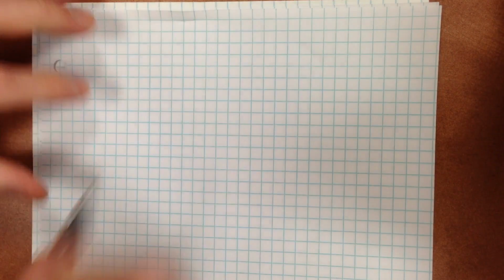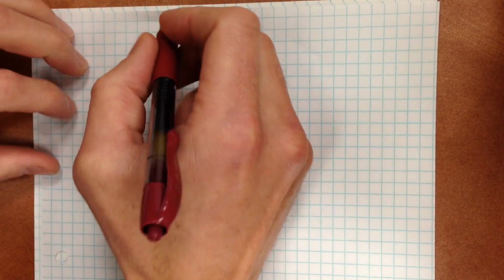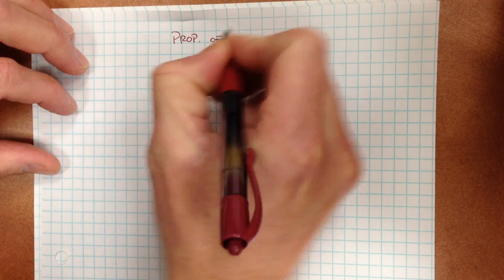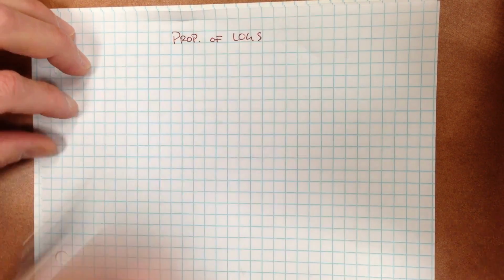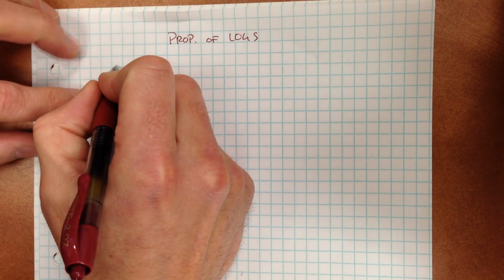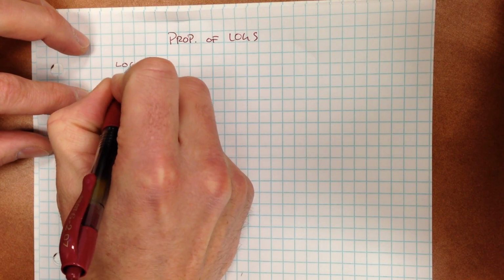Hi there, today we are going to be talking about properties of logs. I'm going to be doing a few things. I'm going to show you some properties and then I'm going to be going through a couple little examples right here with you. First of all, a little reminder, refresher, you cannot take the log of a negative.